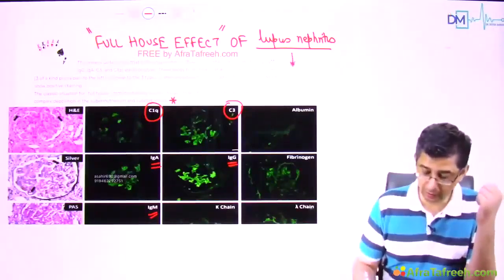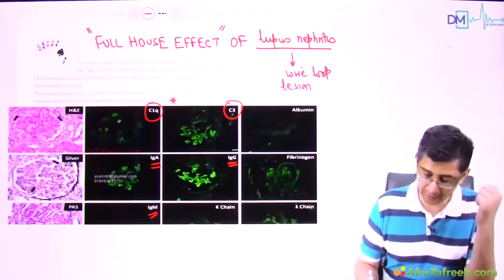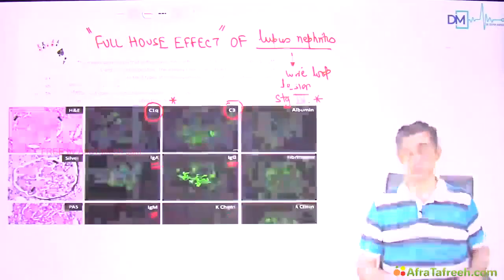Then histopathologically speaking, one is wire loop lesions, which are characteristic of lupus nephritis, and there are a total of 6 stages of lupus nephritis, out of which stage 4 is the one that is usually the common one.